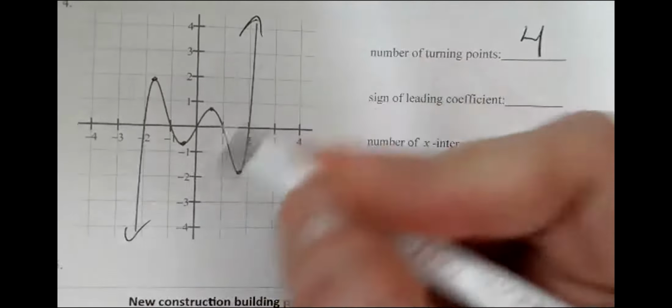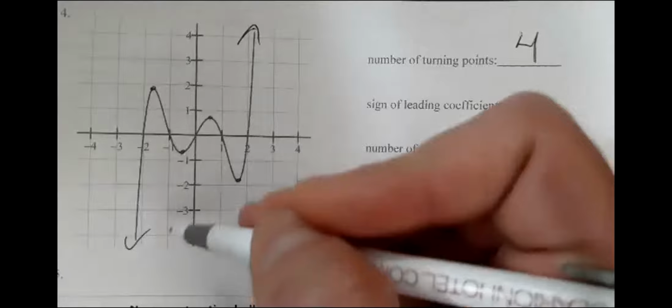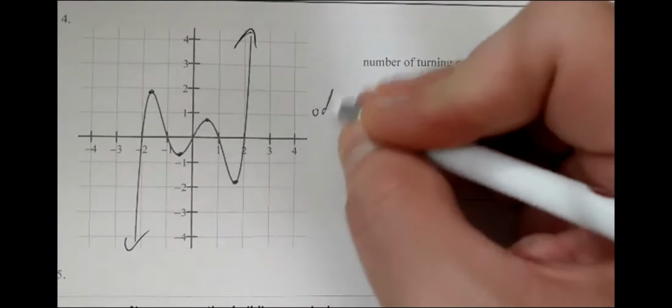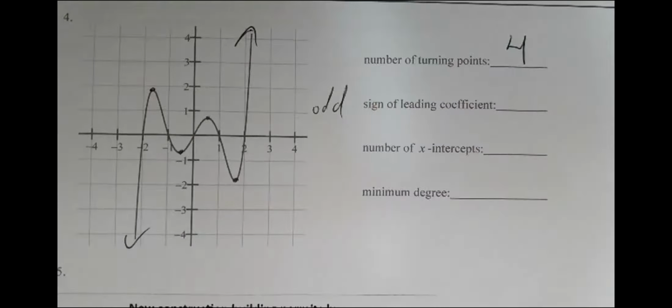It goes up. Goes down and up. Those are opposite directions. This is looking like a line. This is an odd degree function. So I think about an odd degree polynomial.